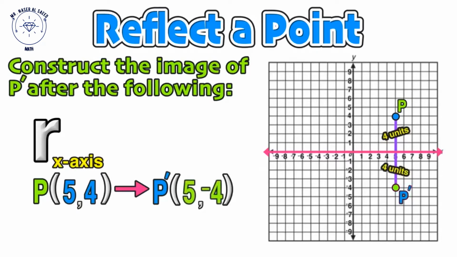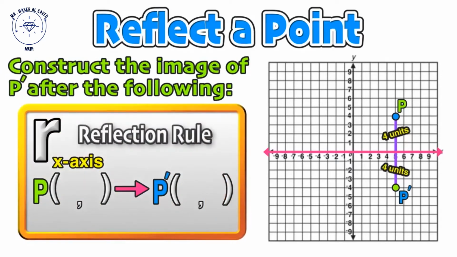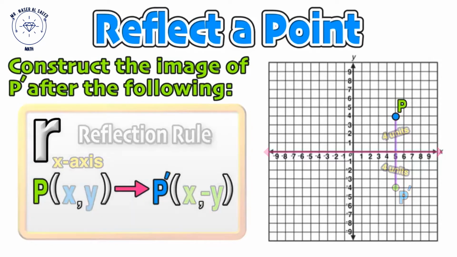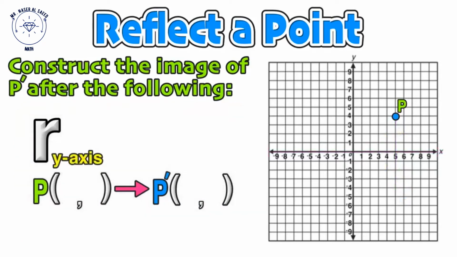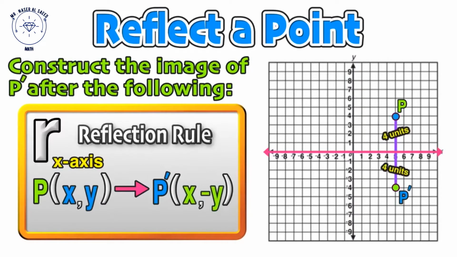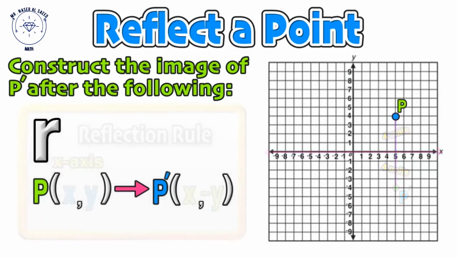When reflecting over the x-axis, we should note that the value of the x-coordinate didn't change, however, the sign of the y-coordinate was negated, going from 4 to -4. This reflection rule applies to reflecting any point over the x-axis, where the coordinates (x, y) will become (x, -y), meaning that the value of the y-coordinate is negated.